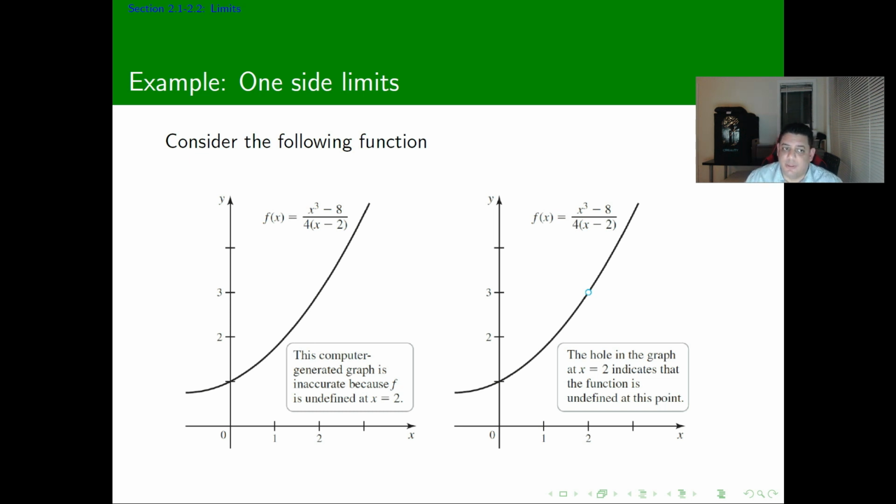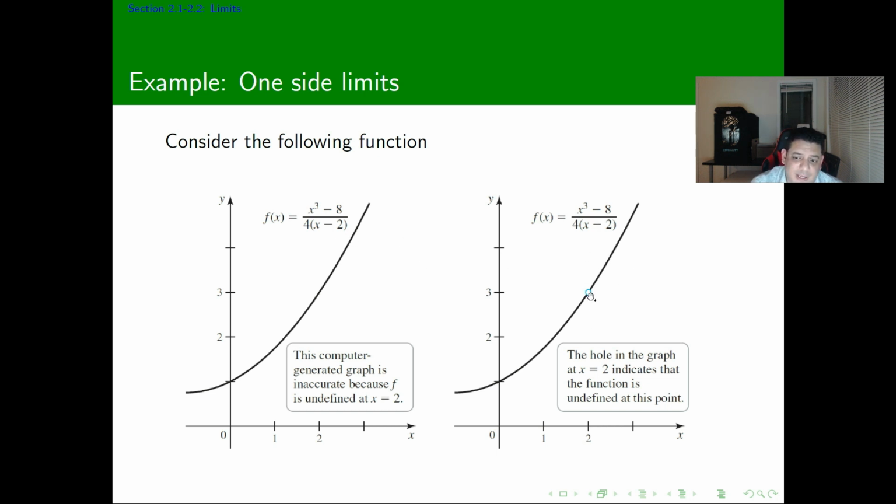Now, let's see one example. So consider the function x cubed minus 8 divided by 4x minus 2. So this is a computer generated graph, and it's a little bit inaccurate because this function is not actually defined at x equals 2. So actually the function is going to look a little bit more like this on the right side. It's going to have a hole in here. And what that hole means is that we don't have a definition for when x is equal to 2. Remember, that's a problem in the domain. You probably saw that in pre-calculus.